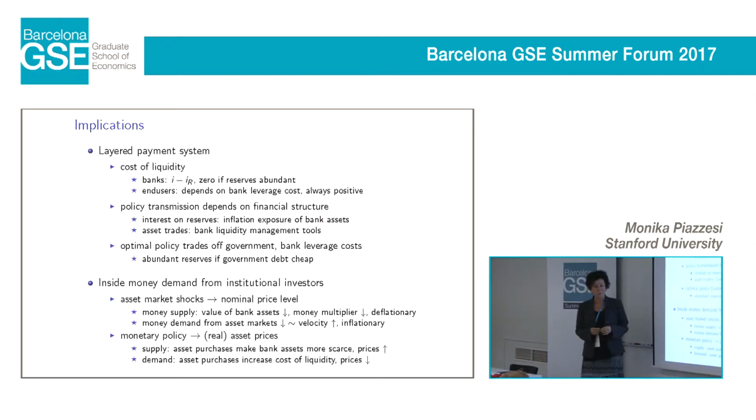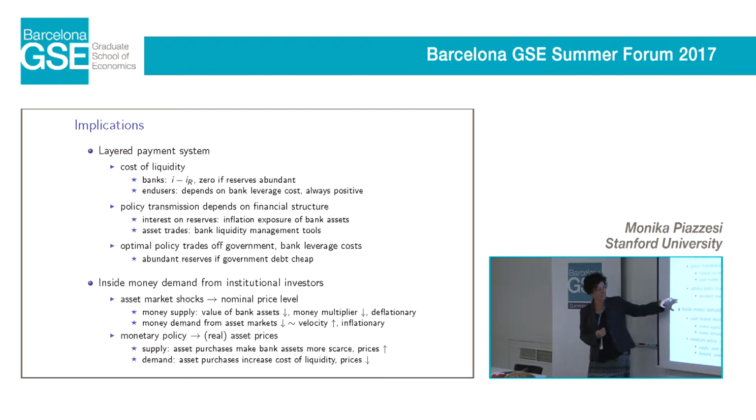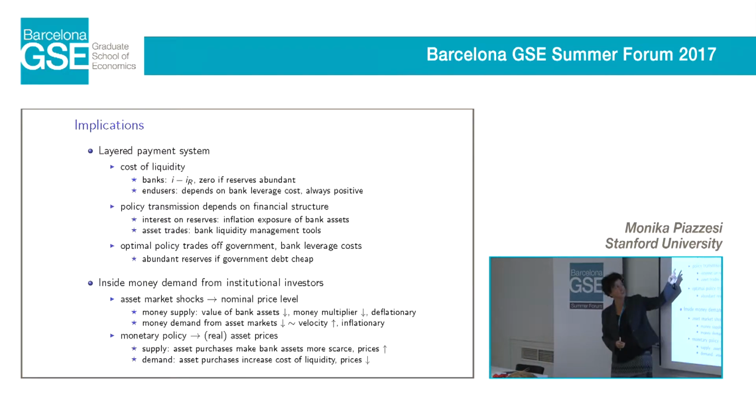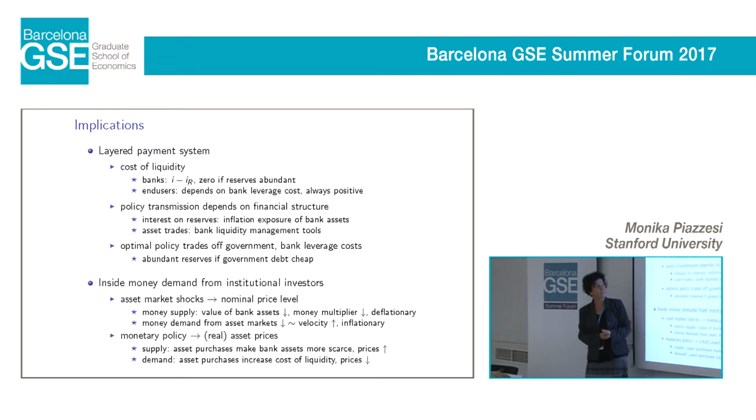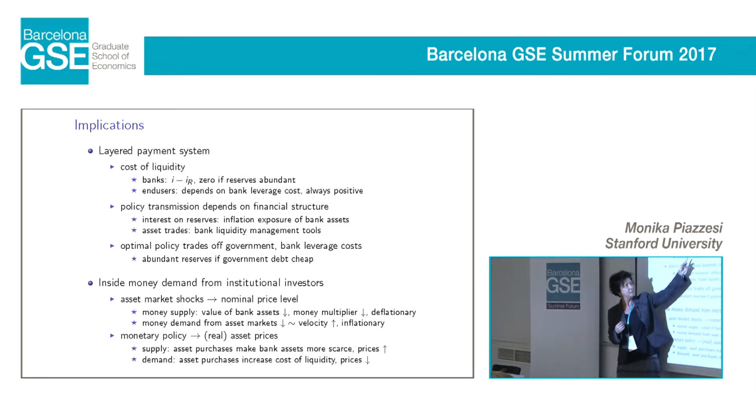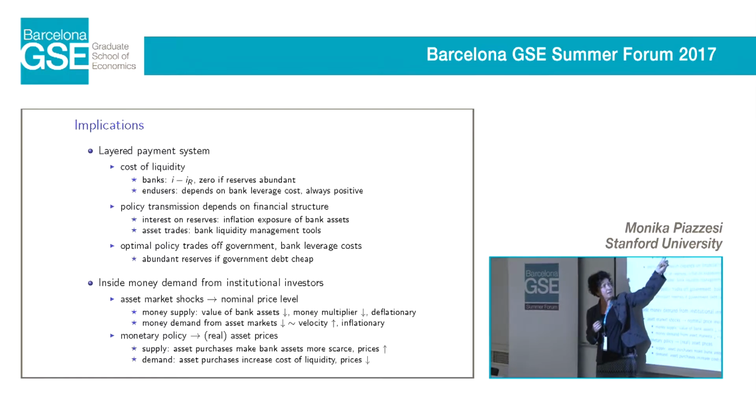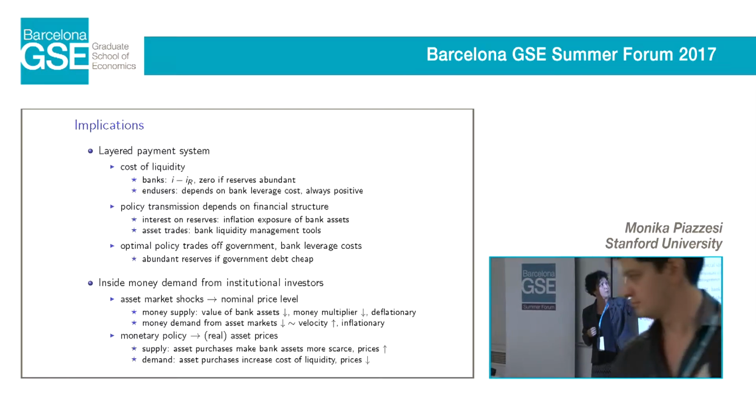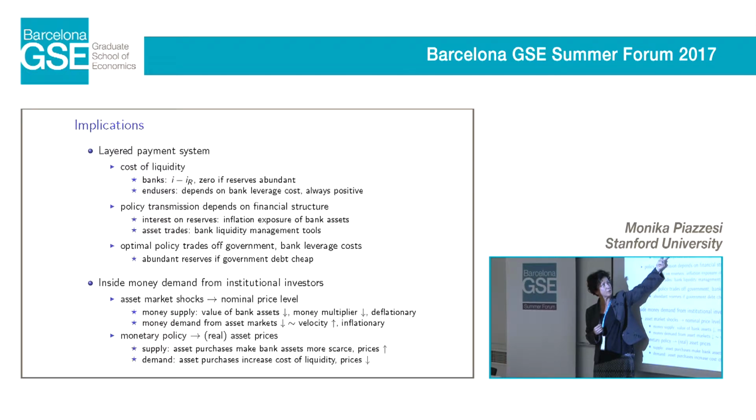So let me preview the implications of a model with these two new features. One is this layered payment system where money is a medium of exchange, and the other is asset trading. What are they going to give us? So first, there's going to be a cost of liquidity. And this cost of liquidity will be 0. So it's the difference between an interest rate on a short bond and the interest on reserve.